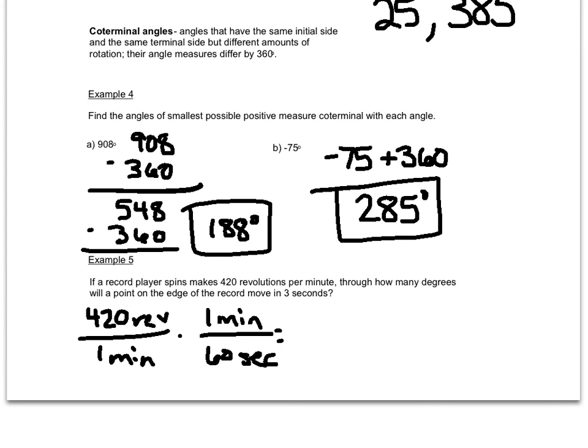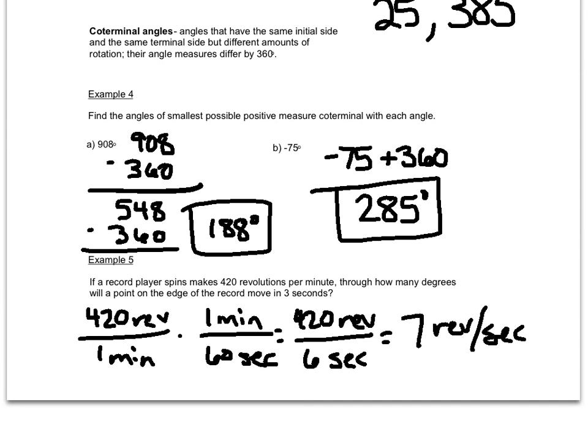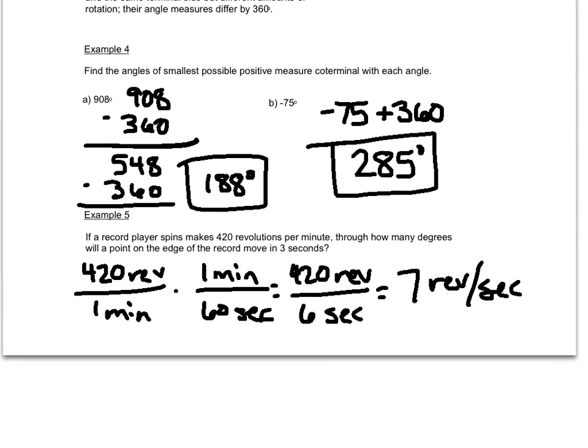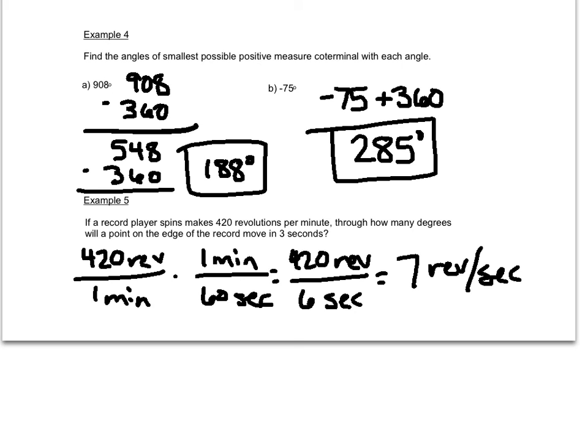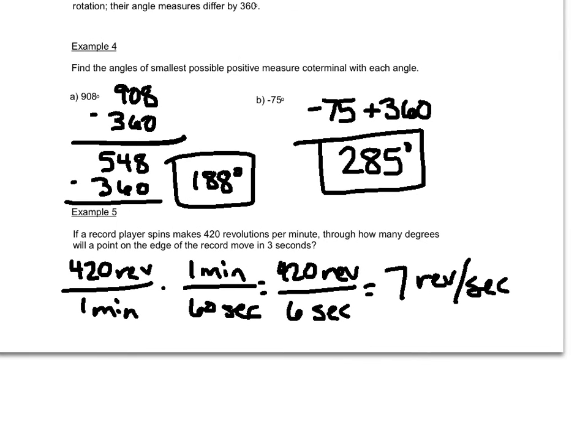So when we multiply that, we have 420 revolutions for every 60 seconds. So that's going to give us 7 revolutions per second. Now, we know how many revolutions there are per second. How many degrees are in 1 revolution? Well, there's 360. So 7 times 360 gives us 2,520 degrees per second. And now we need to know how many there are in 3 seconds. So we multiply by 3.